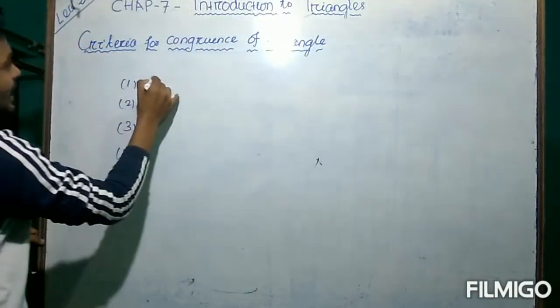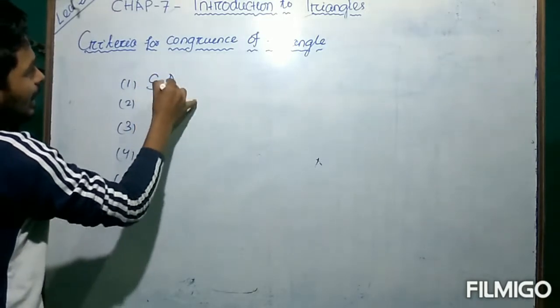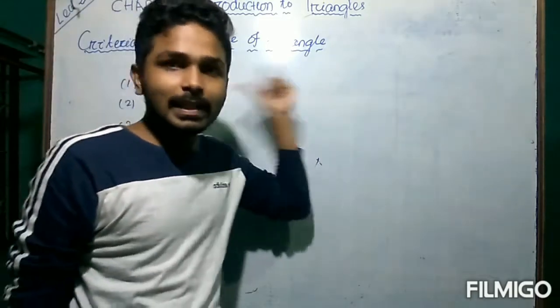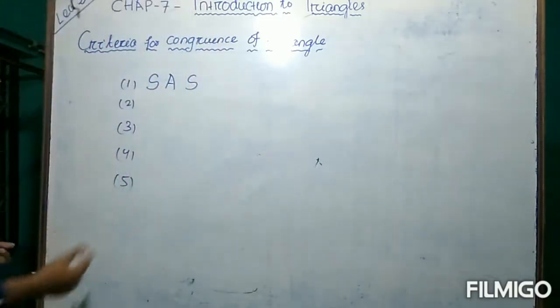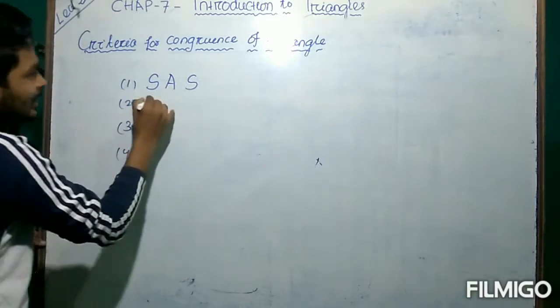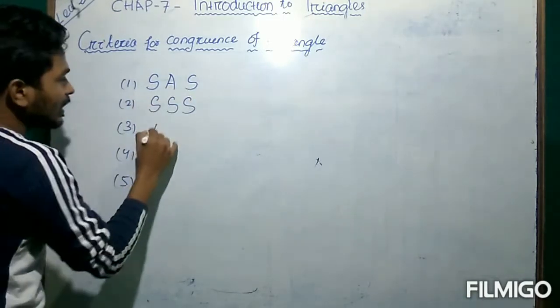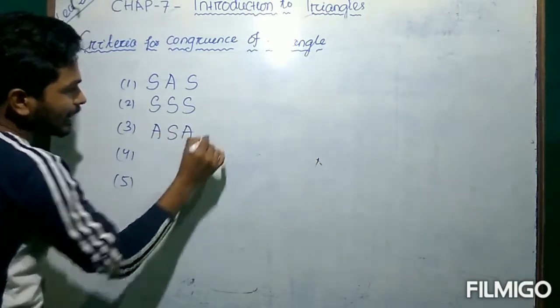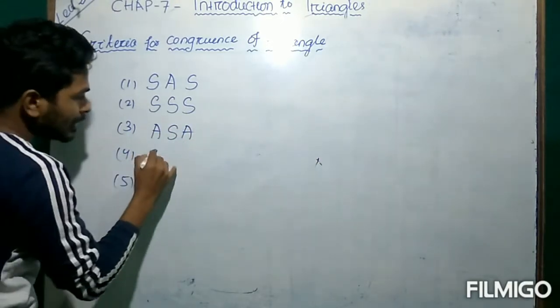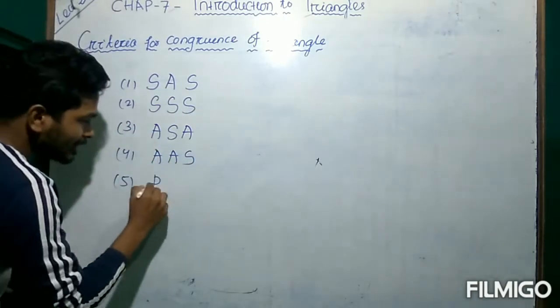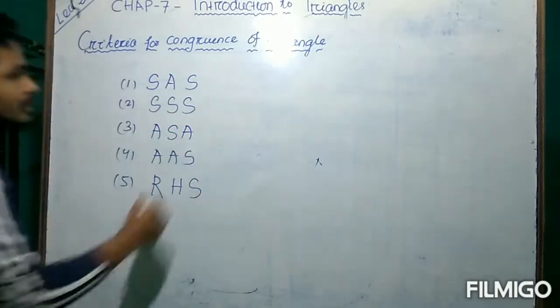The first criterion is SAS. Later we will discuss what SAS is. Let me first write all the criteria. The second is SSS. Third is ASA. Fourth is AAS. The last but not the least is RHS.